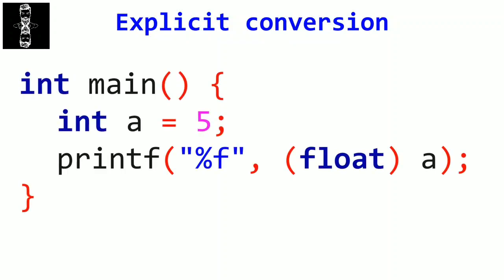For example, we have the variable a as int and equal to 5. If we want to get its value converted to float while printing, we add the float data type before it like this. So we get 5.0.